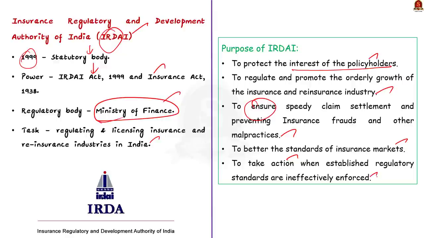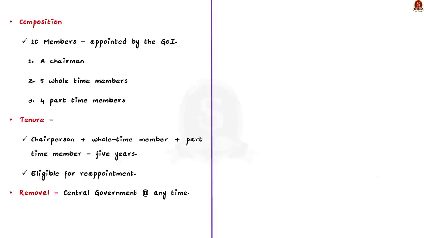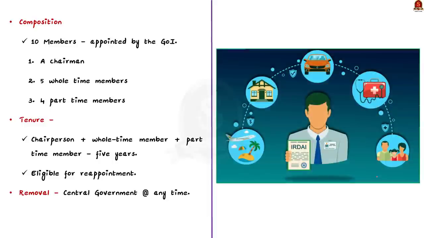Now talking about its composition. See, the IRDAI is a 10-member team consisting of a chairman, 5 whole-time members and 4 part-time members. Note that they are all appointed by Government of India. Now talking about the tenure of the members. See, the chairperson and every other whole-time member and part-time member shall hold office for the term of 5 years from the date on which he or she enters upon his office. Remember one fact here, chairperson and all members are eligible for reappointment as well.